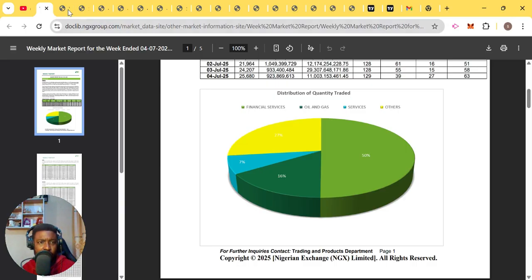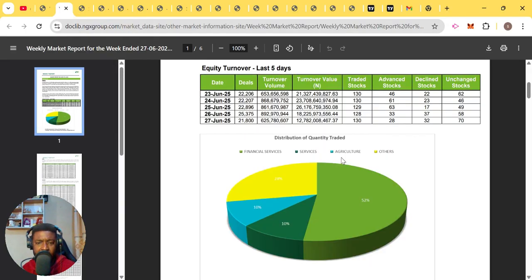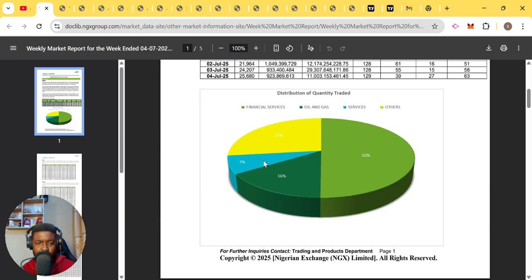So let's look at services. Let's come to the previous week and look at services. This is services here. We have 10% in services. Let's look at agriculture. Agriculture is 10% here. Let's come to this week and check agriculture. Agriculture is now 7%. So money left Airline Lakes, money left Flour Mill, money left Livestock, and we have 3%. Agriculture lost 3% here. FTN Cocoa too, money left there.